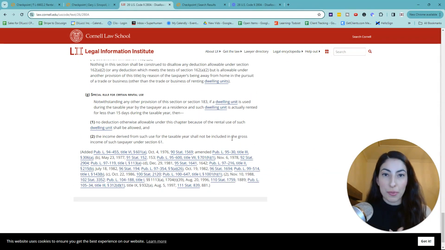So I'll recap what it is in case you're not already familiar or you would like a reminder, which is there's this exception here, right? If we read it, it basically says if you rent what you're using as a personal residence for less than 15 days, so 14 days or less, to anyone, then it is not income. It's basically not recognized as taxable income.